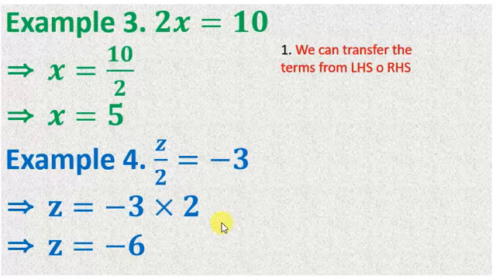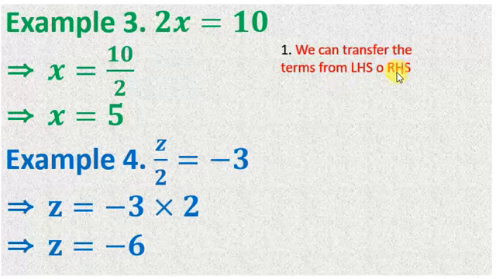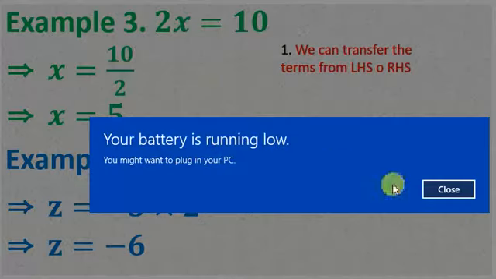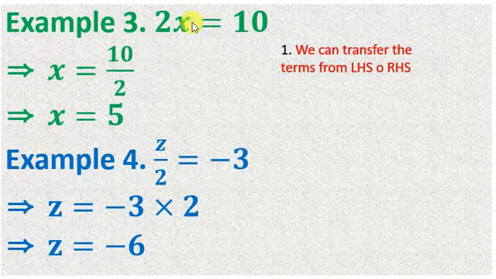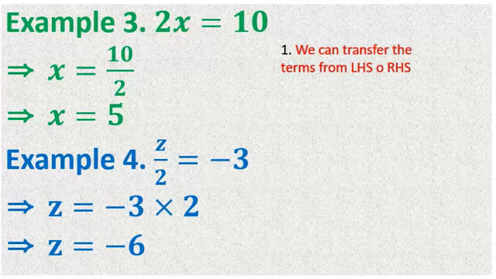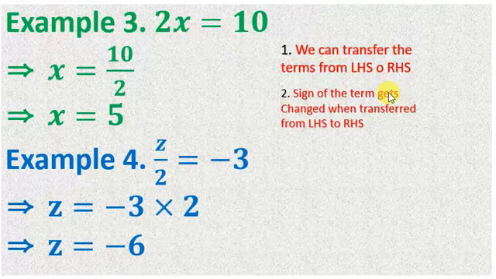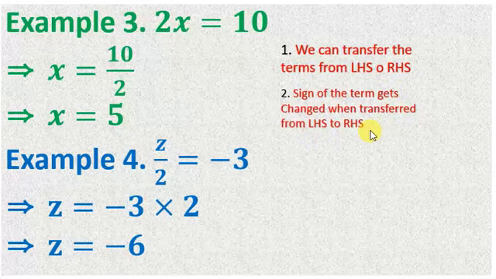Now what we have observed further is that we can transfer terms from LHS to RHS. For example, if there is some term which is added to the variable and you want to vanish it, you can simply transfer it from the left hand side to the RHS. But what happens there? The sign gets changed. If it is positive on the left hand side, it becomes negative on the right hand side. The sign of the term gets changed when transferred from LHS to RHS. That is what I am saying to you.